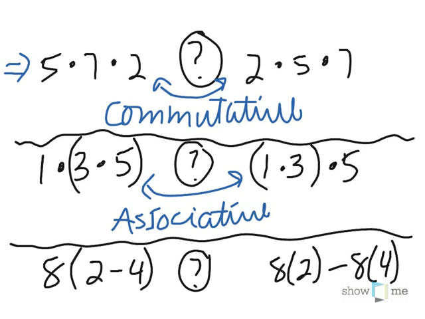It's not distributive because the 3 and 5 is not a sum or a difference. And finally, in the last example, it is distributive because I have 8 multiplied by a difference, by 2 minus 4. So the last example is distributive.